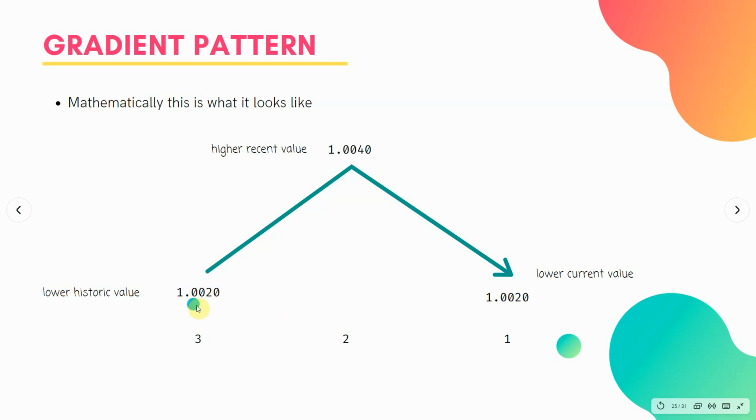You can see we're at a lower value, 10020. We've moved up to 10040, and we've moved back down again. Now these don't have to be at the same height, but what we're looking for is the relationship between that one and that one, and the relationship between that one and that one. And you can see that is higher than both of these.